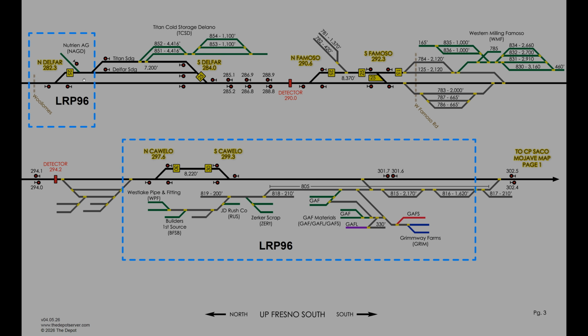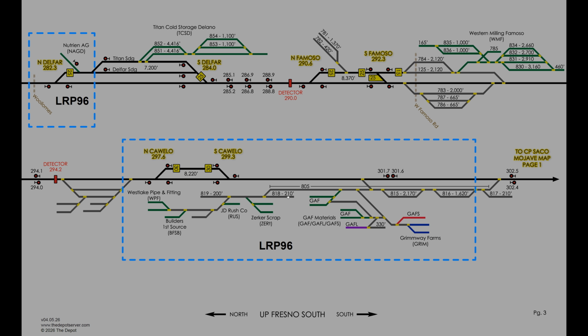After Nutrient AG, we continue heading back south. We come over here and we take this crossover back into the siding. And now I can do GAF here, GAFL, and Builder's First Source and Westlake Pipe and Fitting. Oh, you know what I think I'm going to do is leave these here as well in the siding. I don't need to drag these with me either. That'll make it easier doing the rest of these couple up here. Those industries will have a lighter train. Might as well just leave these here.